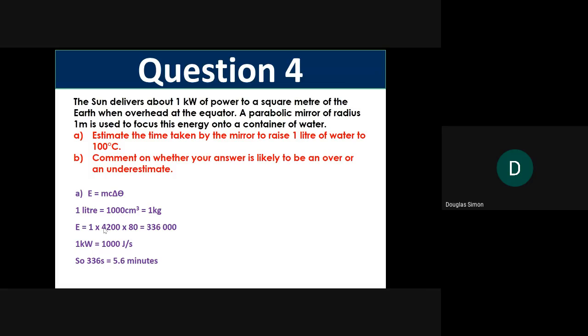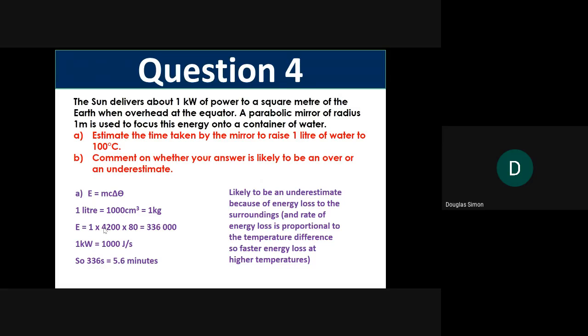And then part B, comment on whether your answer is likely to be an over or an underestimate. It's likely to be an underestimate because of energy loss to the surroundings. And the rate of energy loss is proportional to the temperature difference, which means there is going to be a faster rate of energy loss at higher temperatures. So the hotter it is, the more energy it will lose, and the more energy you're likely going to have to add to this to compensate.